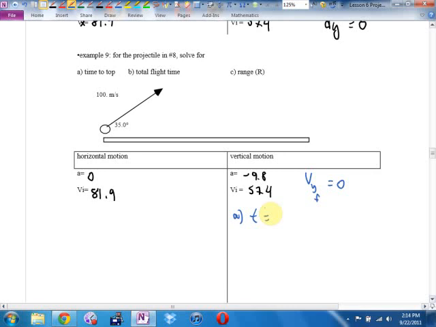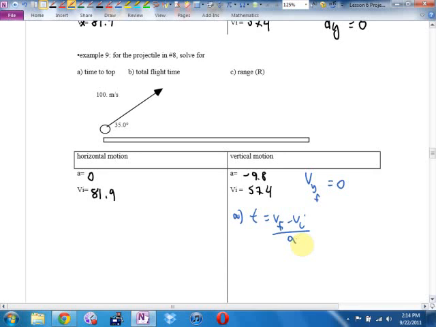Right, VF equals VI plus AT, and rewrite it. By the way, if you haven't clued in, you'll find for most lessons, it's helpful to have your formula sheet in front of you. That's why I gave you two, one for the test and one to just use everywhere.